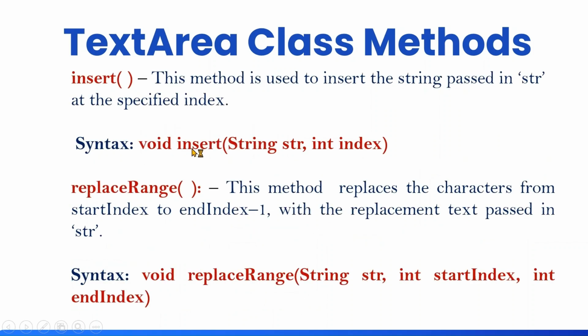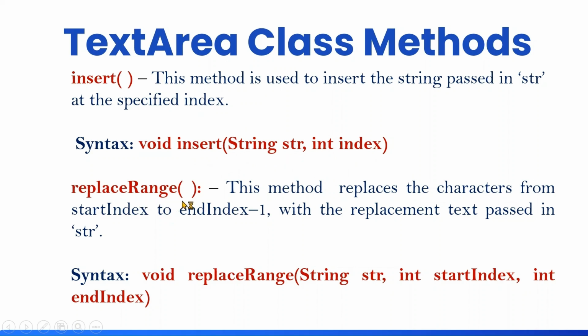Now the insert method. This method is used to insert the string passed at a specified index. Suppose you want to add a particular string in between. Where you want to insert, you need to specify the index number, and what you want to insert, you need to specify as the string. So we apply the insert method, give the index number where you want to insert, and give what you want to insert as a string.